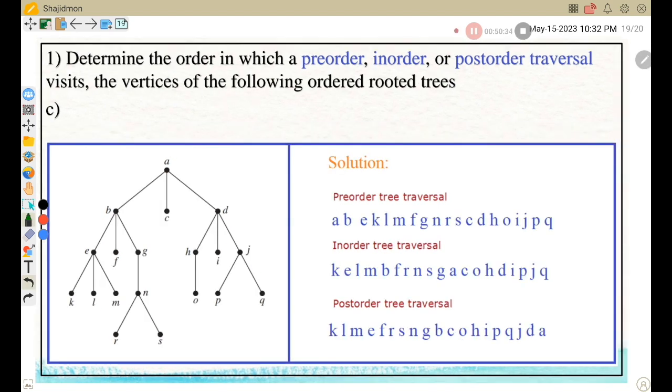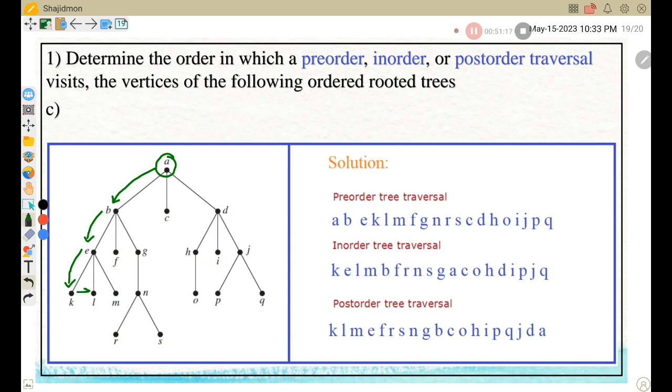Now question number 1C, one more question, lastly we are doing. Determine the order in which pre-order, in-order and post-order traversal visit the vertices of the following ordered rooted tree. First pre-order. Pre-order means starting with the root vertex A. Now we visit the left subtree, that is B. After B we go to E. After E we go to K, correct? Root first, then left, then right, correct? So K here. Now after K where will we go?